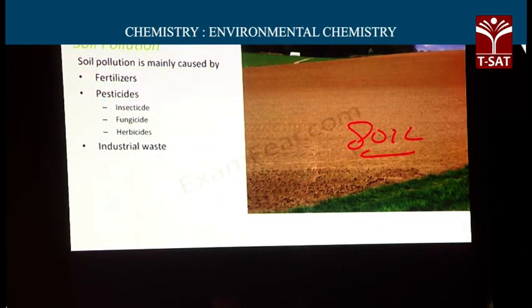Let me talk about soil pollution, which is the third most important pollution. Soil pollution is mainly caused by fertilizers. When fertilizers are used, they enter into the soil and show adverse effects. Pesticides used in agriculture, like insecticides, fungicides and herbicides, also spoil the soil. When industrial waste enters the soil, the fertility of the land will be damaged.